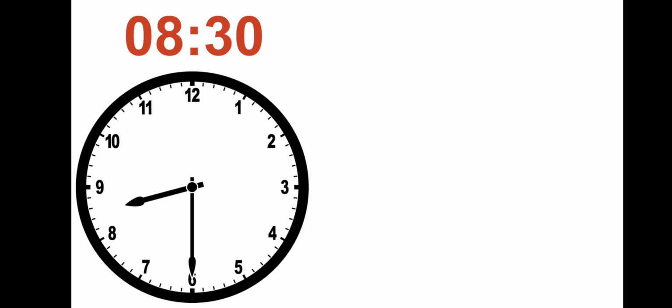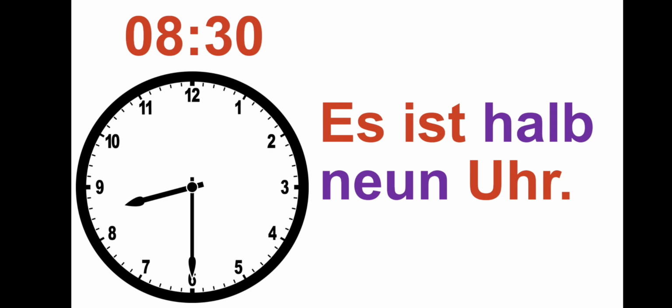Next one, 8:30. I told you that 6 is called halb. So you will say Es ist halb 9 Uhr, which means it's half an hour to become 9. Es ist halb 9 Uhr.